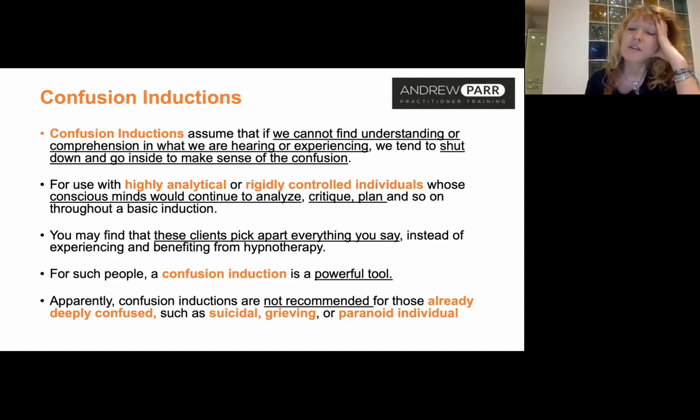So very helpful if you've got somebody who is very highly analytical, trying to be as uncooperative as possible in relation to the hypnosis aspect of a session, or somebody that's very controlling, somebody that really has to be in control of everything, including themselves. It can be useful there because it jumbles that conscious mind a little, and stops them planning, analysing, and being so aware. So it can be quite good for that.